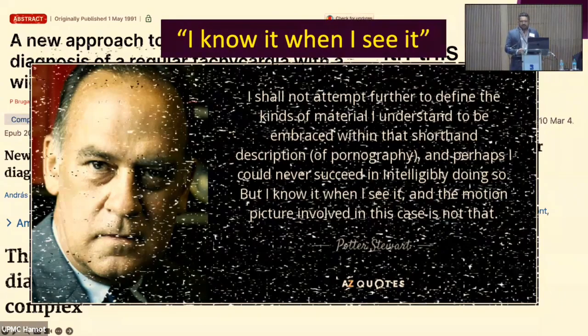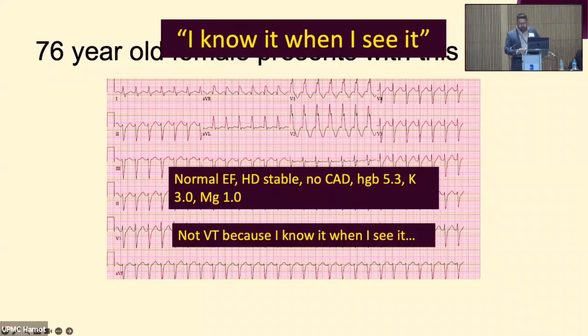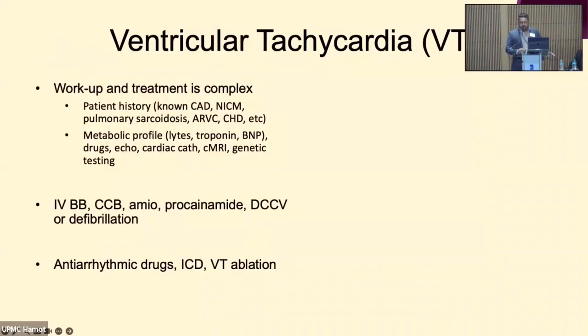Ventricular tachycardia, in this case, was it a case of I know it when I see it? Yes. It doesn't look like ventricular tachycardia, but this woman also had a normal ejection fraction. She was hemodynamically stable with this. She has no known history of coronary disease. Her hemoglobin was 5, her potassium was 3, her mag was 1. She had several other things that were going on, and this was either flutter with a rapid rate or sinus tach or who knows what it was. So not VT because I know it when I see it.